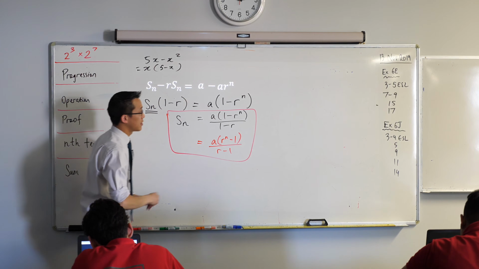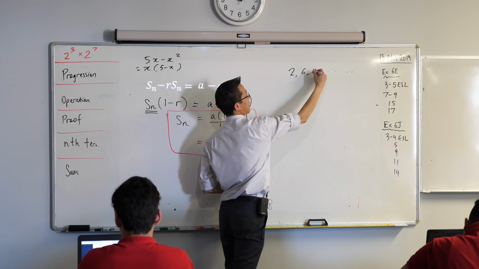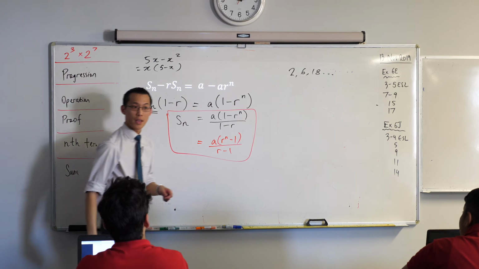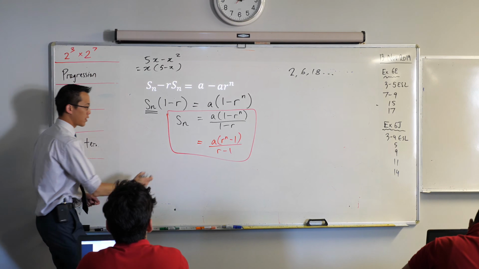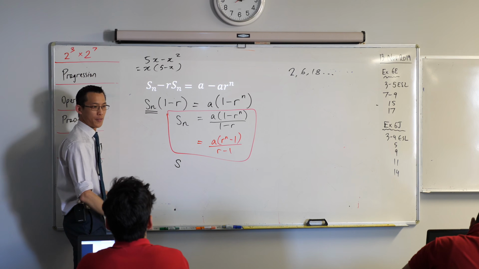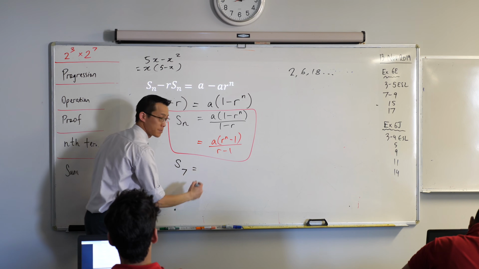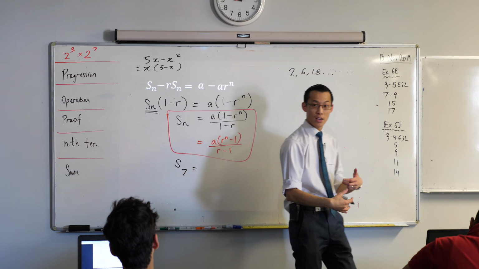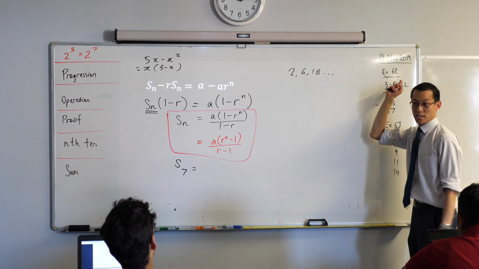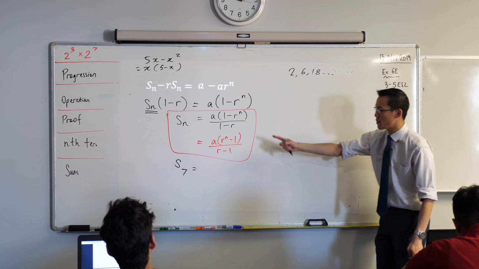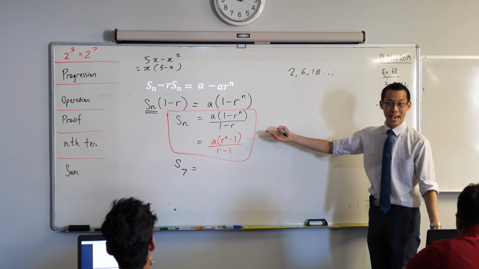Before, I had written 2, 6, 18, ... Okay? So perhaps I want to know what's the sum of the first, say, 7 terms. The sum of the first 7 terms. I don't even know what the 7th term is, but I don't need to in order to use this. Help me fill it in. What's a in this case?